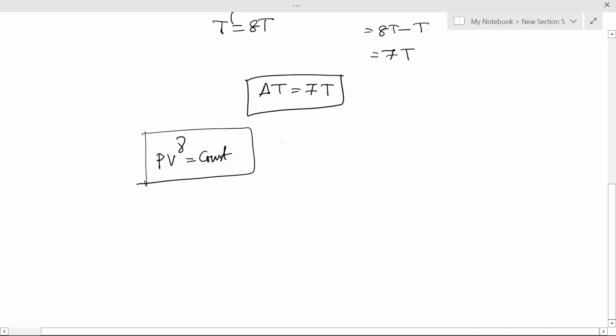For an ideal gas, as has been said in the question, we can use this simple equation. So let's write this at the two points A and C. At point A, pressure is 32P and volume is V, so V to the power gamma. And at C, pressure is P and volume is 8V, so 8V to the power gamma. So this follows from there.